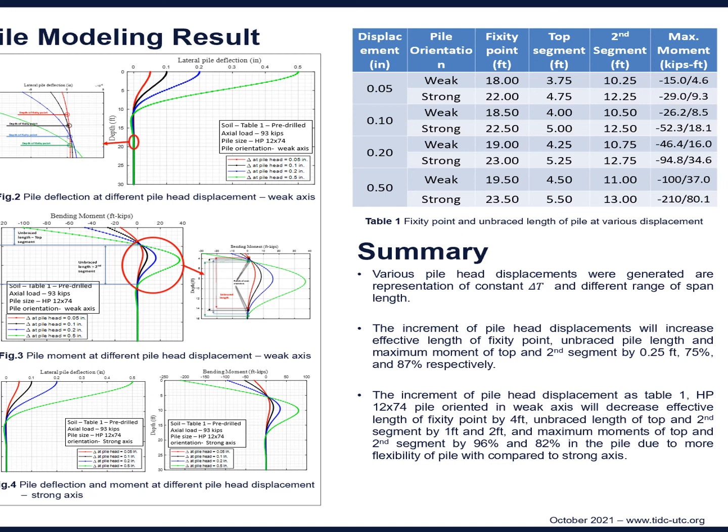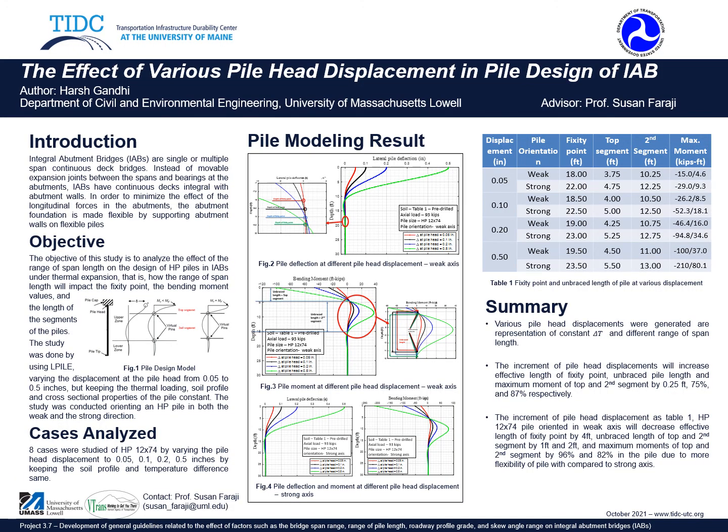Hence, the governing question is, can we increase the pile size in weak axis to make them better for the moment aspect of pile designing, or by choosing the strong axis we can increase the pile length while designing. In a nutshell, both the pile orientations have a leading designing advantage in particular aspects of pile designing, and range of bridge span will also impact the fixity point, unbraced length of top and second segment, and moment in both segments significantly. Thank you for listening to the presentation.